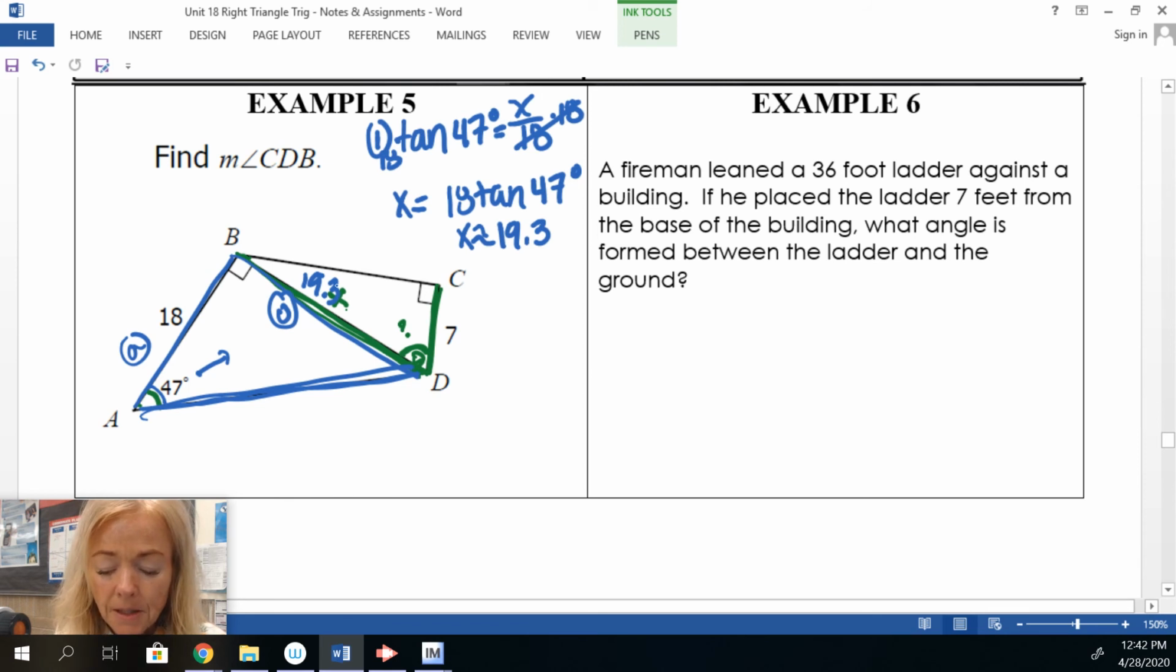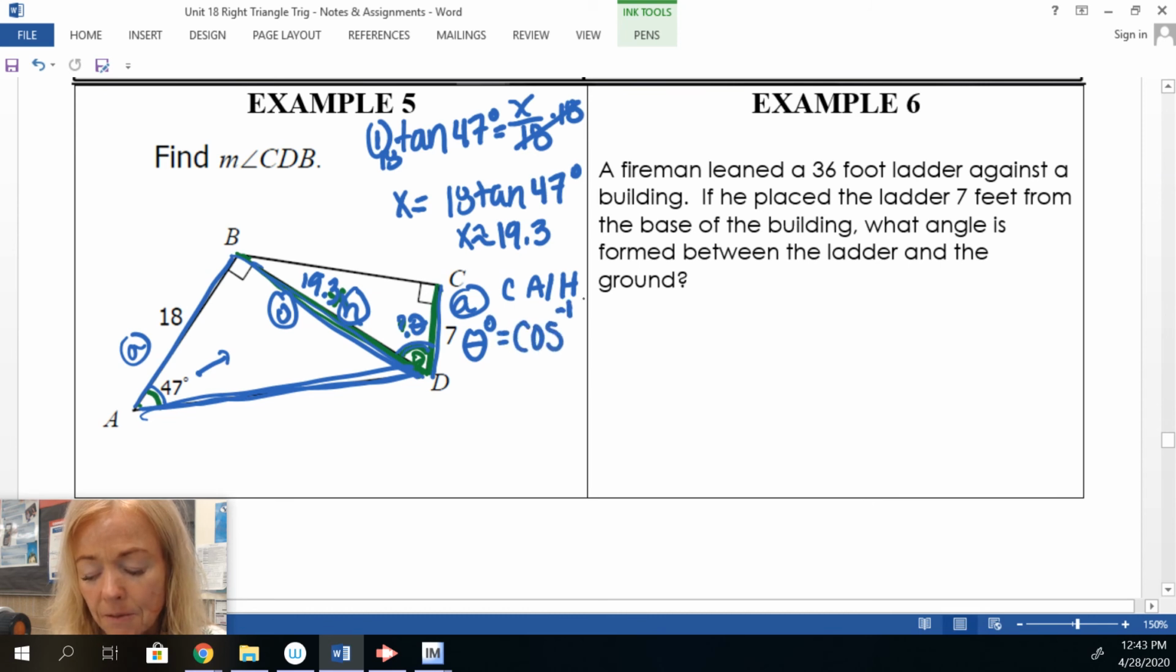All right, now if that's 19.3 and I don't know this angle here, theta, then I can use this being the hypotenuse now, and this running right into this angle, so it's adjacent. Adjacent and hypotenuse is cosine. Cosine is adjacent divided by hypotenuse. So because we're looking for our angle, theta degrees is going to be cosine inverse of adjacent to the hypotenuse. Adjacent is 7. Hypotenuse I have in my calculator, 19.3.